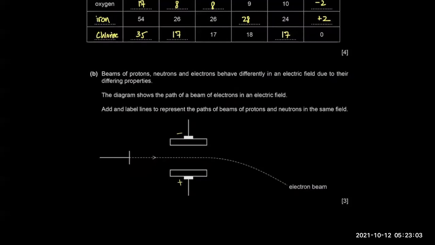So then, what happens to a neutron through a field? Can we say that the neutron remains undeflected? It passes straight through because it doesn't have a charge. And what about the proton? It goes towards up, yes. But does it deflect more or less than the electron, or the same?